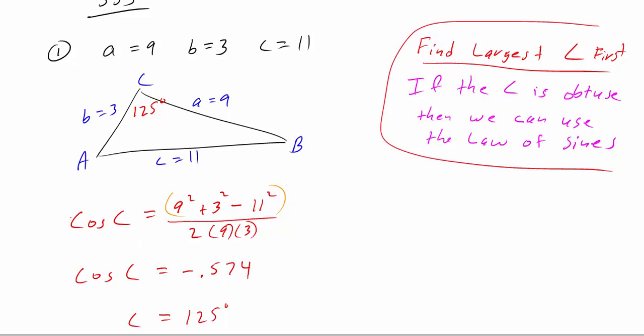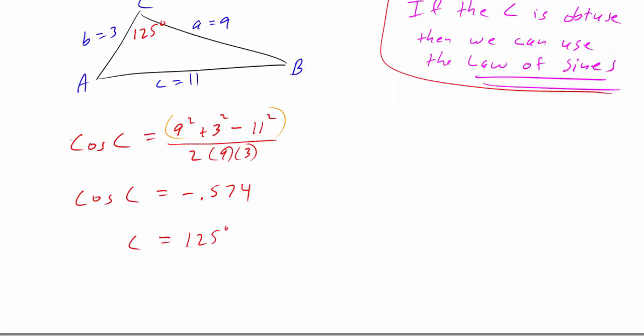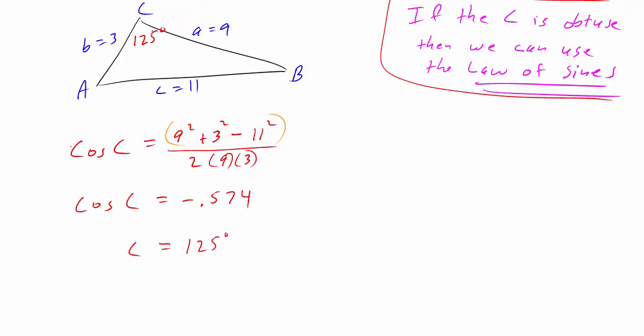Now, based on the idea that over here, this was the first angle we found, which was the largest angle, and it is obtuse, then we can use the law of sines to finish solving the triangle. The reason we can now use the law of sines is because we have an angle and the side opposite of that angle.